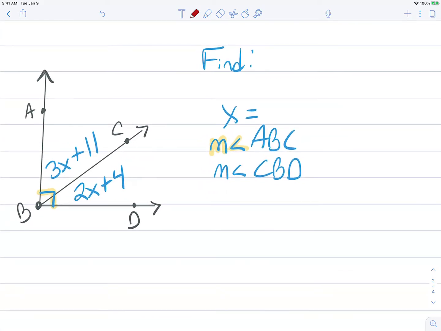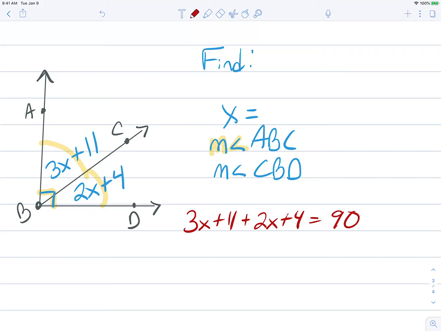So that means that whatever 3x plus 11 is, because that's the degree of our first angle here, and whatever 2x plus 4 is, which is the degree of our second angle here, they must add up to 90 degrees because those two angles are complementary. They add up to 90.